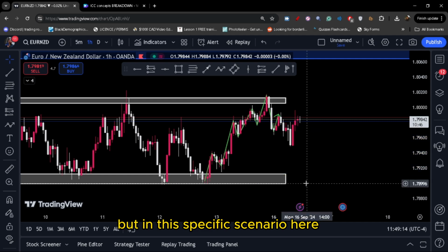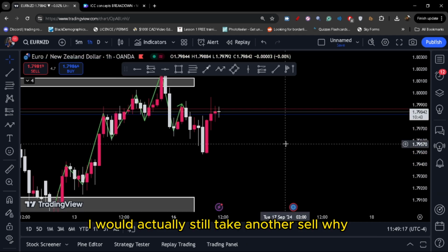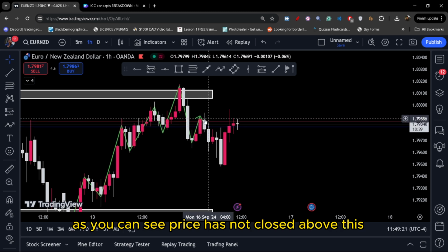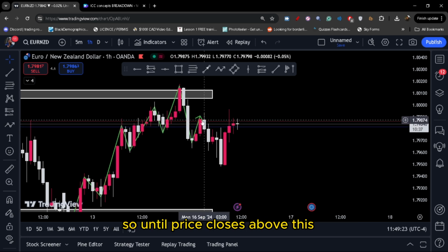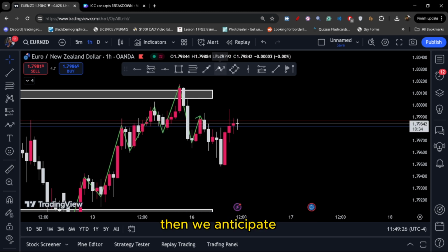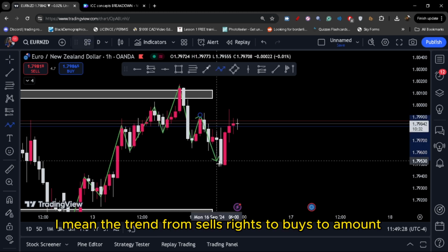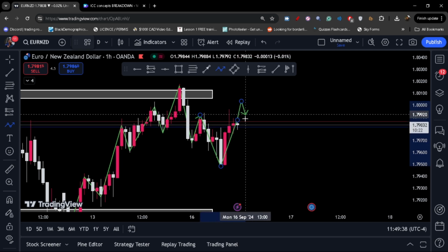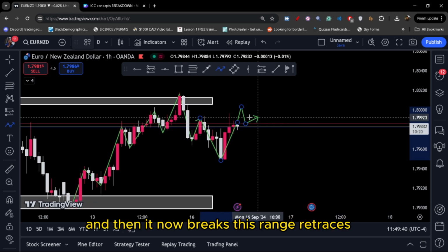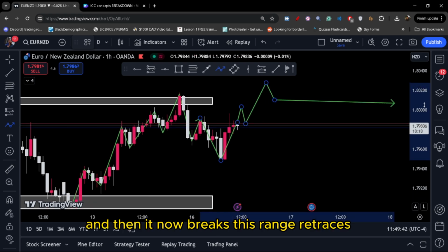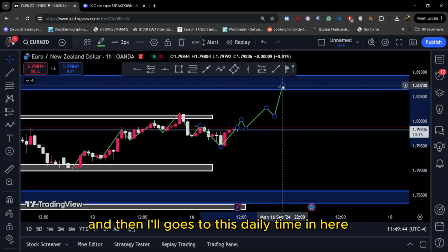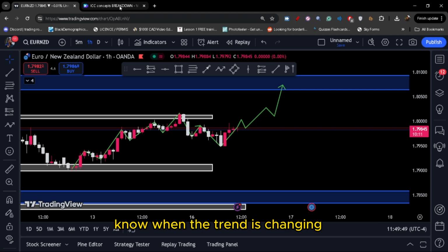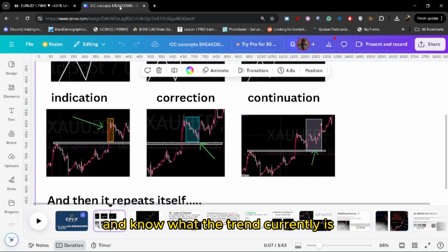But in this specific scenario here, I would actually still take another sell. Why? Because price is still respecting this high. As you can see, price has not closed above this. So until price closes above this, we anticipate the trend from sells to buys. So it now goes something like this, and then it now breaks this range, retraces, and then now goes to this daily time frame here. But basically, this is how we use pivot points to increase your win rates, know when the trend is changing, and know what the trend currently is.